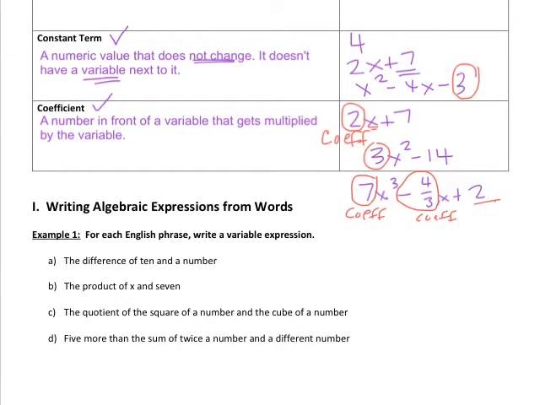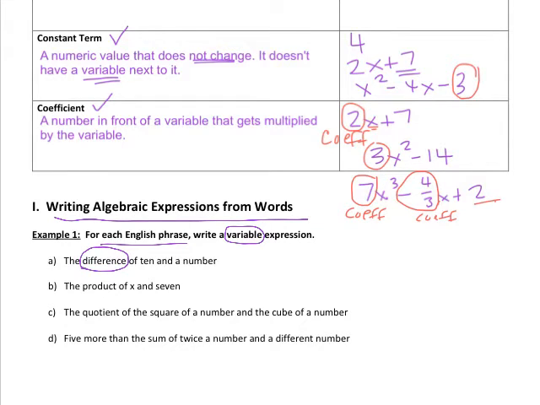So you should be familiar with the terms expression, variable term, constant term, and coefficient. So we're going to go ahead and try to write some algebraic expressions from words. If we look at each English phrase, we need to be able to write a variable expression. If we have a variable in it, it should have some letter, and you can use a letter that makes sense for that particular problem or phrase. We want to recognize the different words that we see here too.